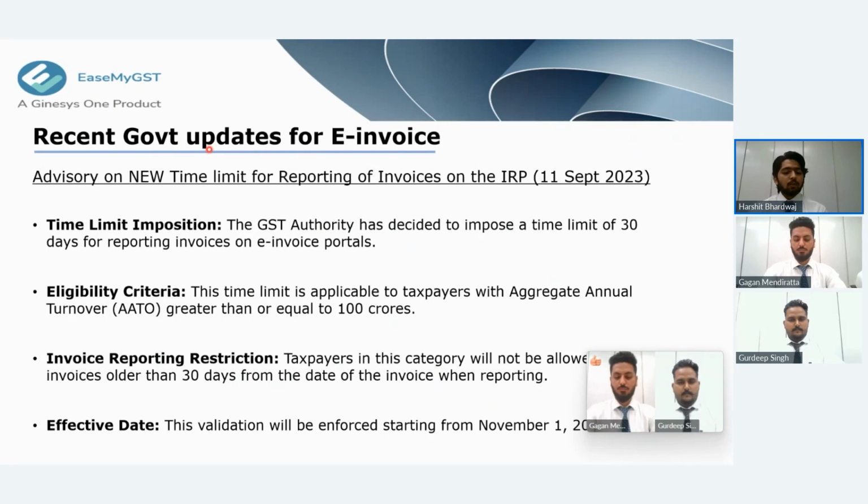Invoice reporting restrictions: taxpayers in this category will not be allowed to generate invoices older than 30 days, which I am also saying means that if there is any invoice older than 30 days, you cannot generate the e-invoice for that. The effective date: this validation will be enforced starting from November 1st, 2023. So this notification will come into effect from this coming November 2023. I request all my audience and all my clients to follow this and generate e-invoices within the time period.